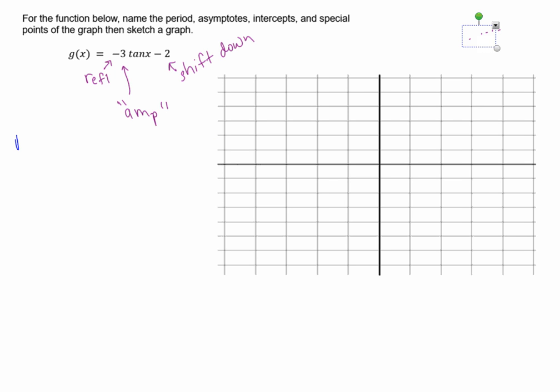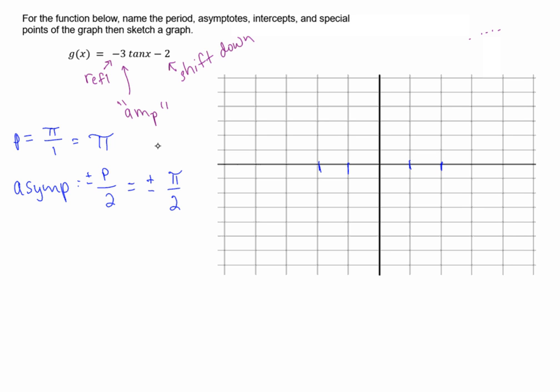Let's go with, first of all, period. Period is pi divided by b, which in this case is 1. Good. So we got a nice, easy period of pi. Then we're going to need our asymptotes. Now remember, for tangent, the asymptotes are at the period divided by 2, the positive and negative versions of it. So these are going to happen at positive and negative pi over 2, which is 2 spots away from the center.